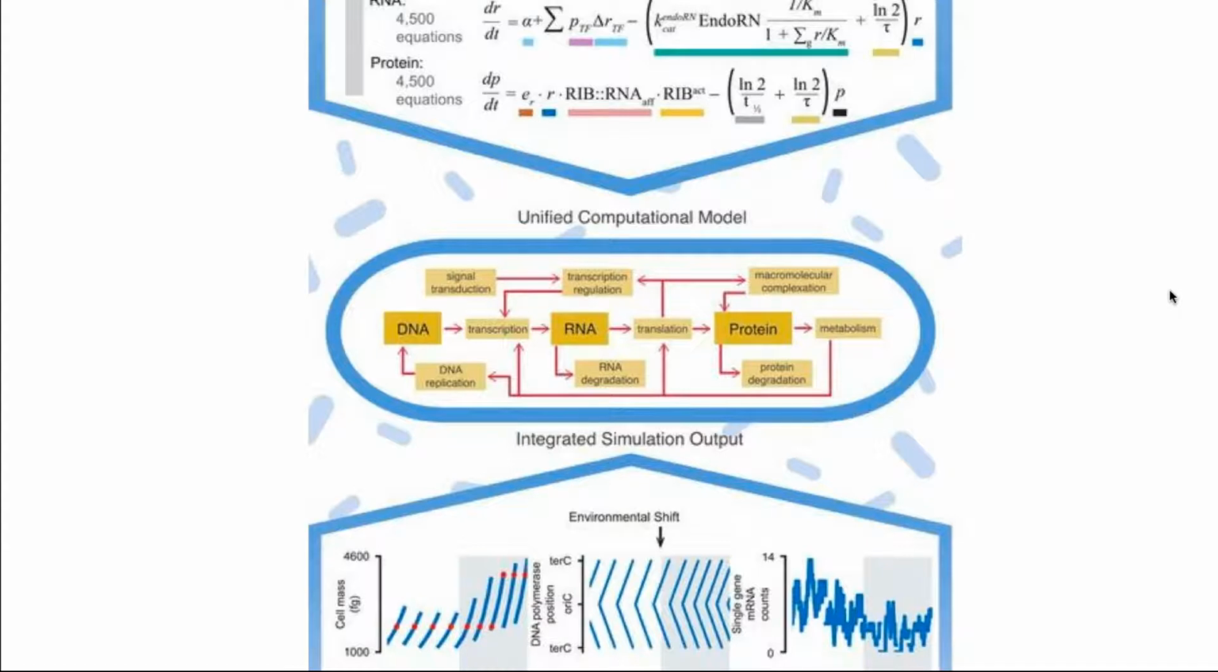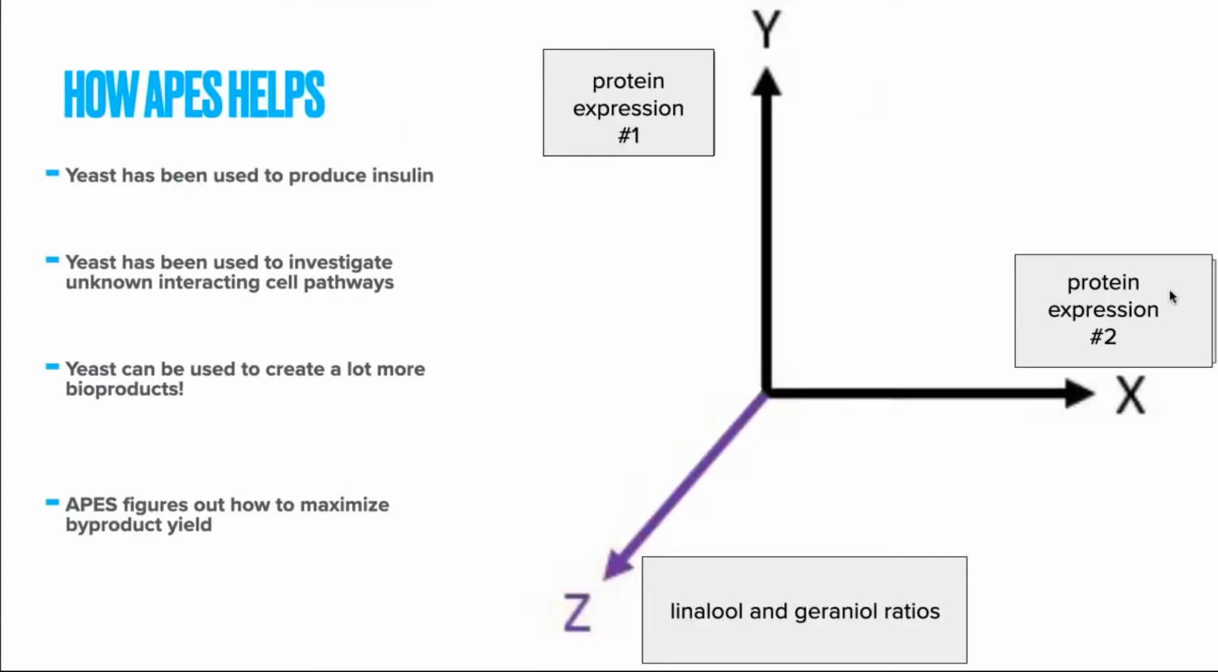As you can see, this gets really, really complicated. You have DNA, transcription, RNA, translation, protein, and on. And you have all these equations and simulation outputs. It's really difficult to just model this thing as some y equals mx plus b linear situation, right? So the way that APES helps is that it doesn't have to deal with all of that complexity, right? It just finds the relationship between outputs and inputs, right?